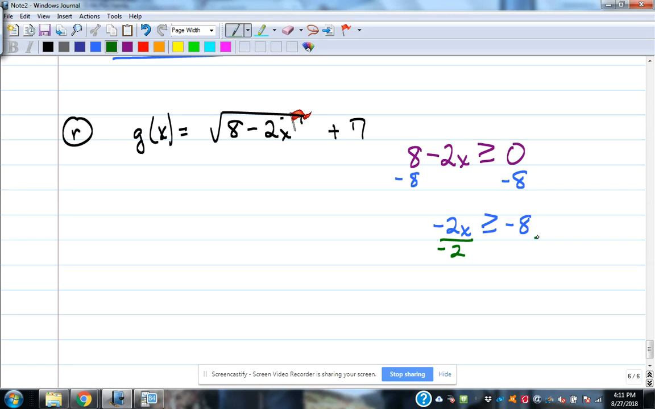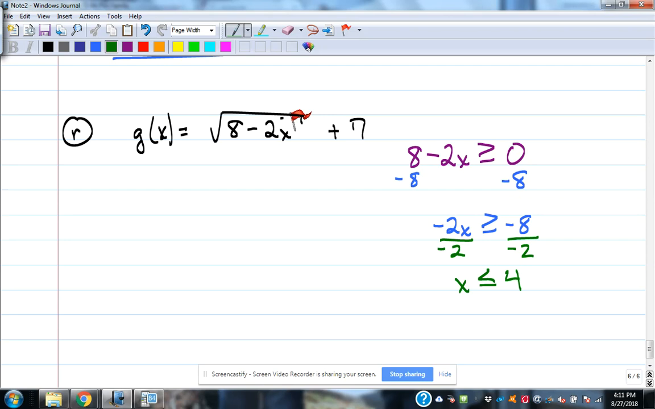Divide by negative 2. Does anybody remember the rules when you divide by a negative with inequalities? Yeah, it flips the symbol, and the other side here is going to be positive, but you don't necessarily have to worry about that. If you multiply or divide by a negative, you have to flip the symbol and then work out the problem. We're going to flip it to less than or equal to positive 4.